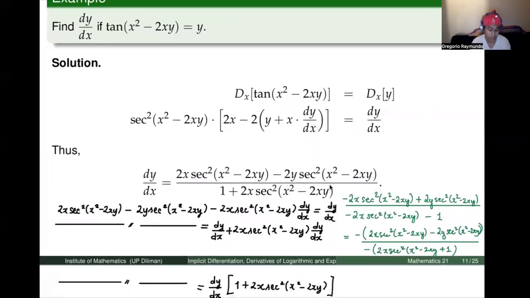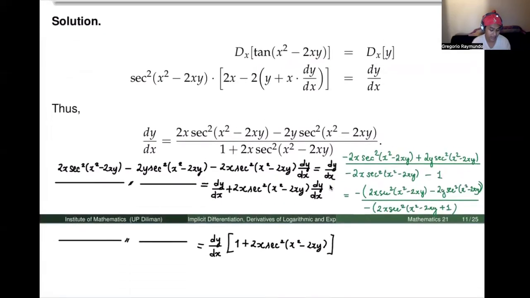So what you can do here is simplify first. Let's multiply the 2x in. So you get 2x secant squared x squared minus 2xy, right? Minus negative 2 times y times this. So negative 2y secant squared x squared minus 2xy, times negative 2x secant squared x squared minus 2xy dy over dx. There it is. A lot, no?